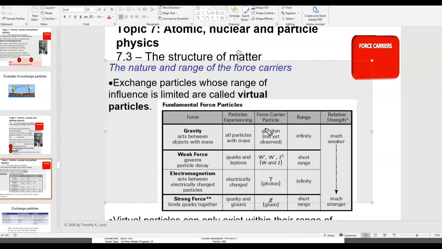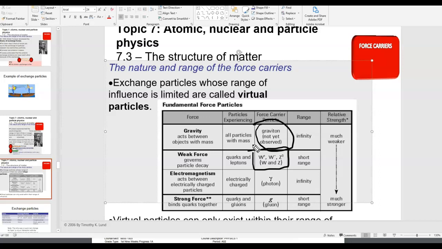Other exchange particles are the graviton, which has not ever been observed, and you probably won't ever see an IB question related to the graviton because it's still theoretical. The weak force actually has three types of exchange particles: the W plus, the W minus, and the Z. Notice that the weak force only acts on quarks and leptons, and that is the force that governs particle decay. When one type of quark changes into another type of quark, that results in a decay that involves the weak force.